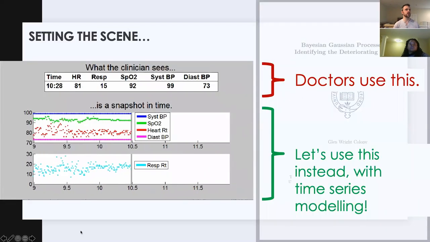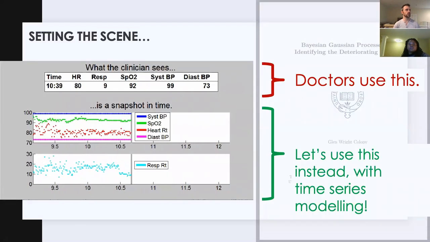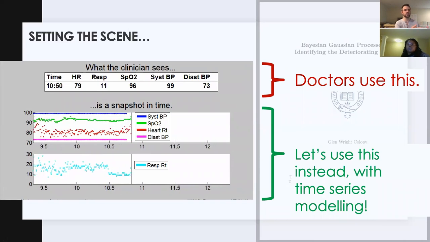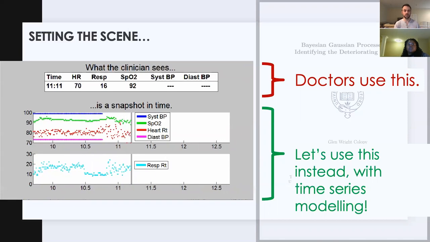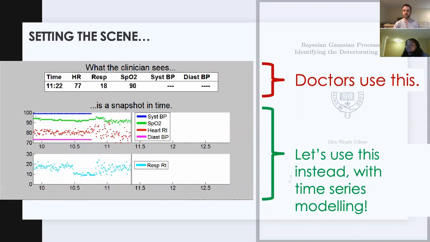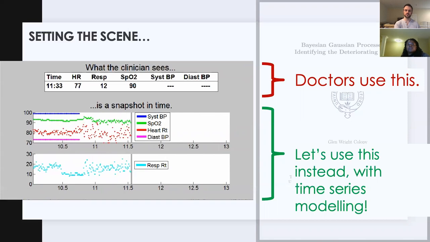And so the intuition behind this is something like the following. While a clinician only sees a given snapshot at a time, we're going to be using the time series instead, and we're going to be doing time series modeling to add value. Simple enough.